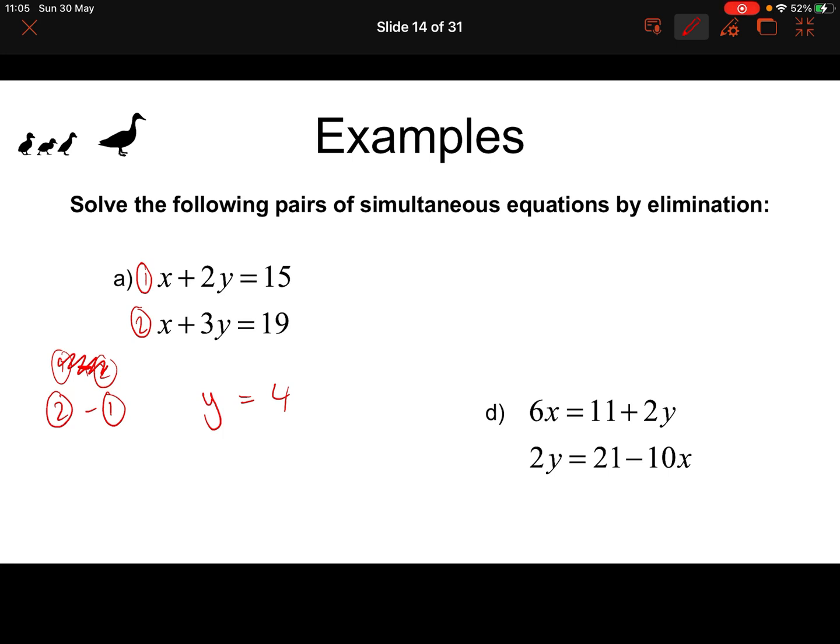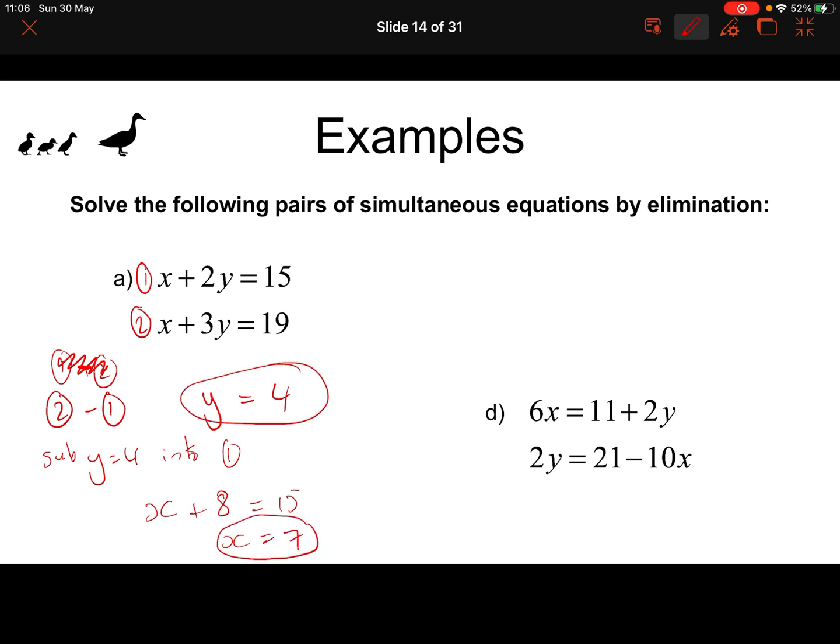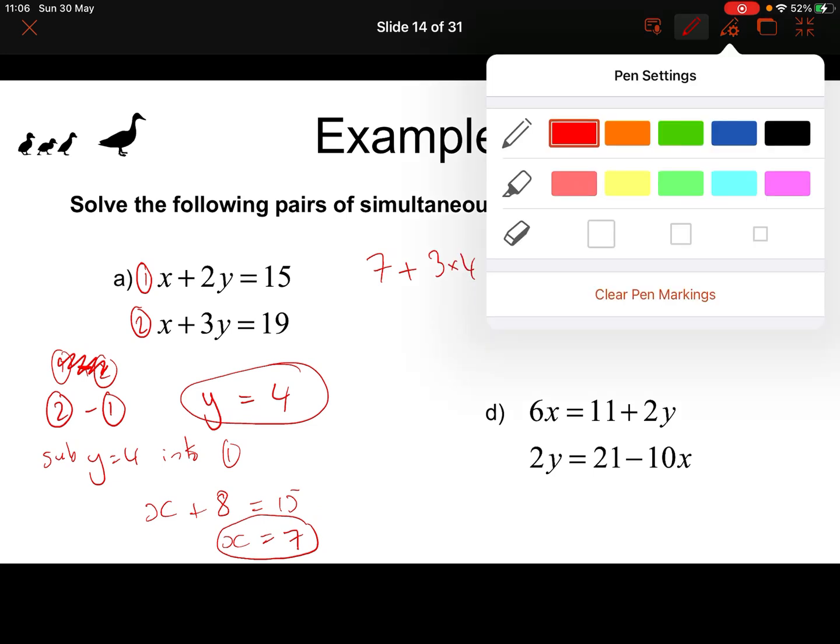That's the whole point. Now I need to sub y equals 4 into, I'll go equation 1. Looks easier to me. So x plus 2 lots of y is 8, equals 15. So x equals 7. There are my two answers. Y equals 4, x equals 7. And I can just check it with equation 2. We know it'll work with equation 1 already. 7 plus 3 times 4 equals 19. That is a true equation. So I got it right.